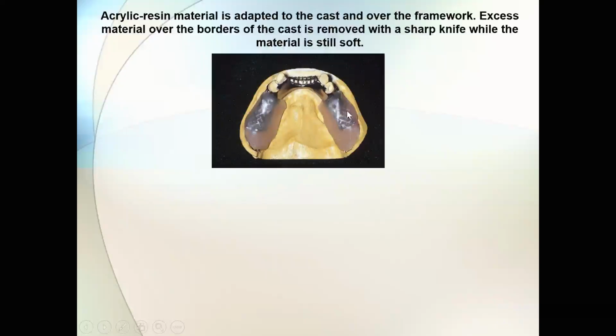Now here, the acrylic resin material is adapted to the cast and over the framework, as you can see here. Excess material over the borders of the cast is removed with a sharp knife while the material is still soft, and I advise you to do this while the material is still soft.